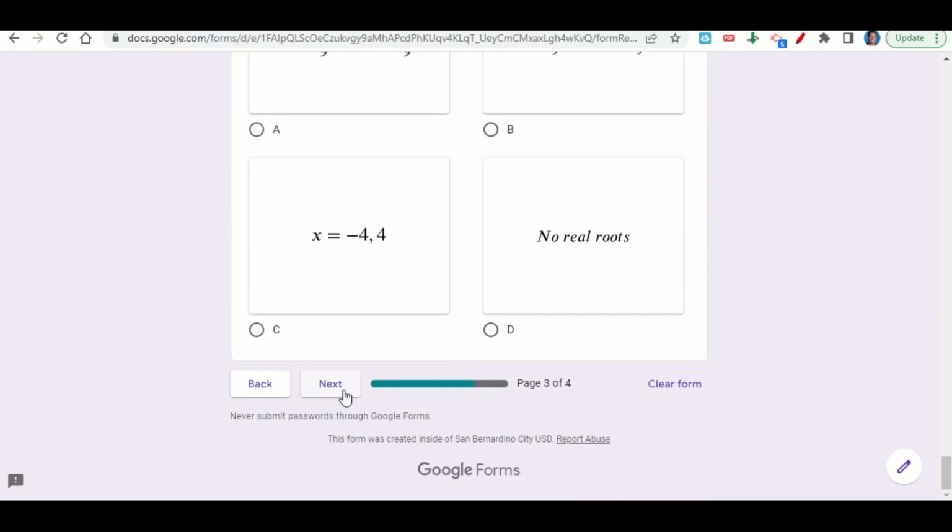This will take you to your Before You Go. Go ahead and fill out your Before You Go and then submit your work on Google Classroom.